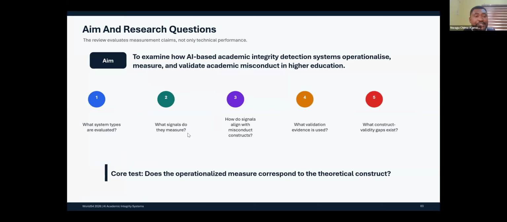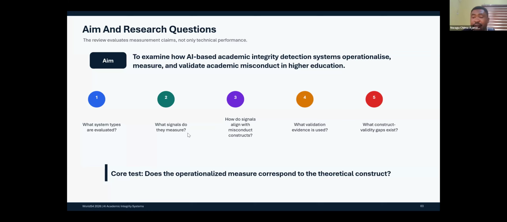The aim of this research is to examine how AI-based academic integrity detection systems operationalize, measure, and validate academic misconduct in higher education. So our study is guided by 5 research questions. The first research question is, what system types are evaluated? The second is, what signals do they measure? The third, how do these signals align with misconduct constructs? Fourth, which validation evidence is used? And fifth, what construct validity gaps exist?